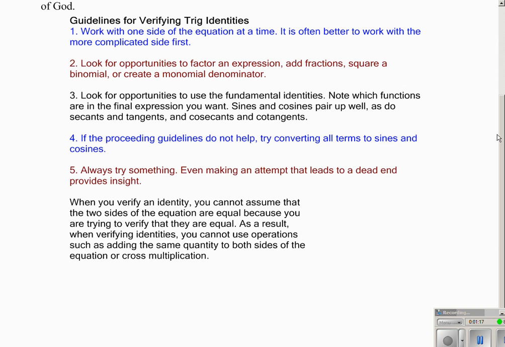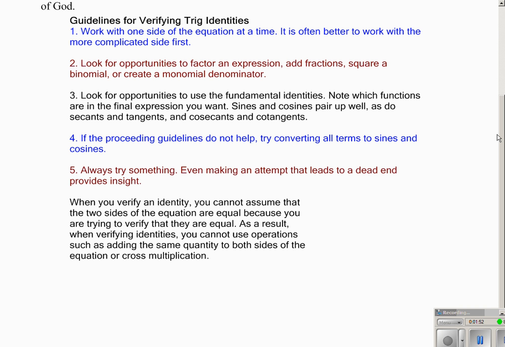3, look for opportunities to use the fundamental identities. Note which functions are in the final expression you want. Sines and cosines often pair up well, as do secants and tangents, and cosecants and cotangents. Number 4, if the preceding guidelines do not help, try converting all the terms to sines and cosines and see where that goes. But number 5 is really important. Always try something.